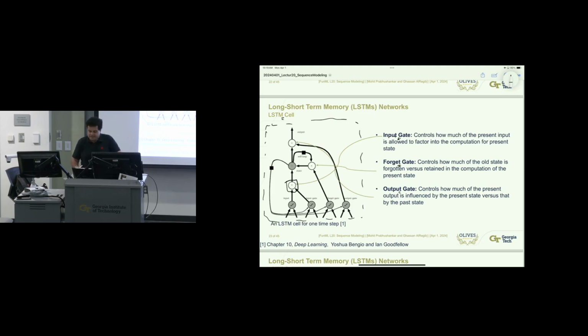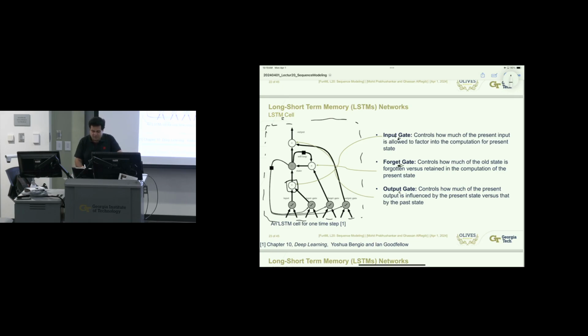Forget gate controls how much of the old state is forgotten versus how much of it is important for the present state. So how much time has it been? 15 minutes of my previous talking, maybe most of it is unimportant. Maybe you just need to retain like 5% of what I've said until now in order to be able to process what I'm going to be saying in the next state, which is h of t plus 1. Right? So that is controlled by something called a forget gate.